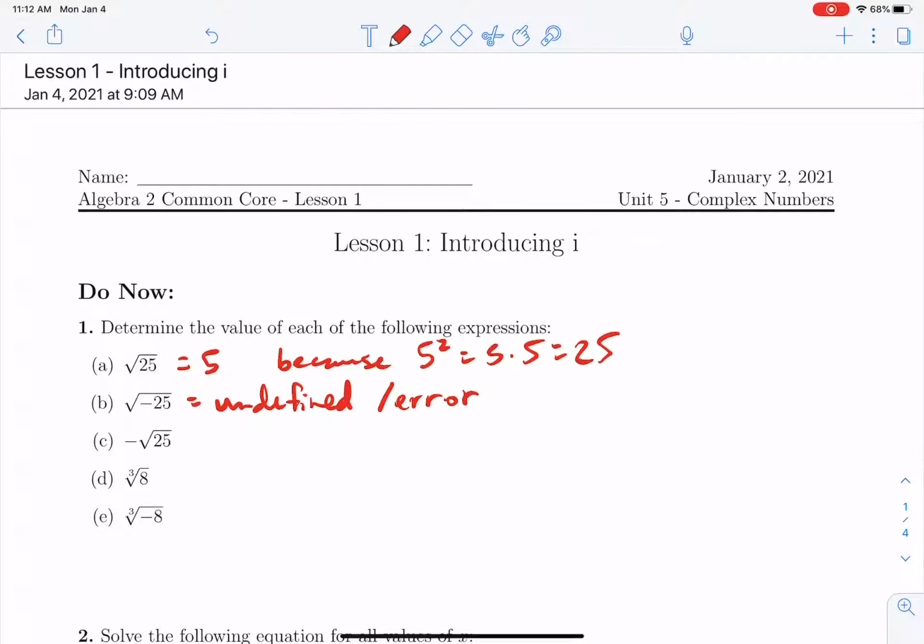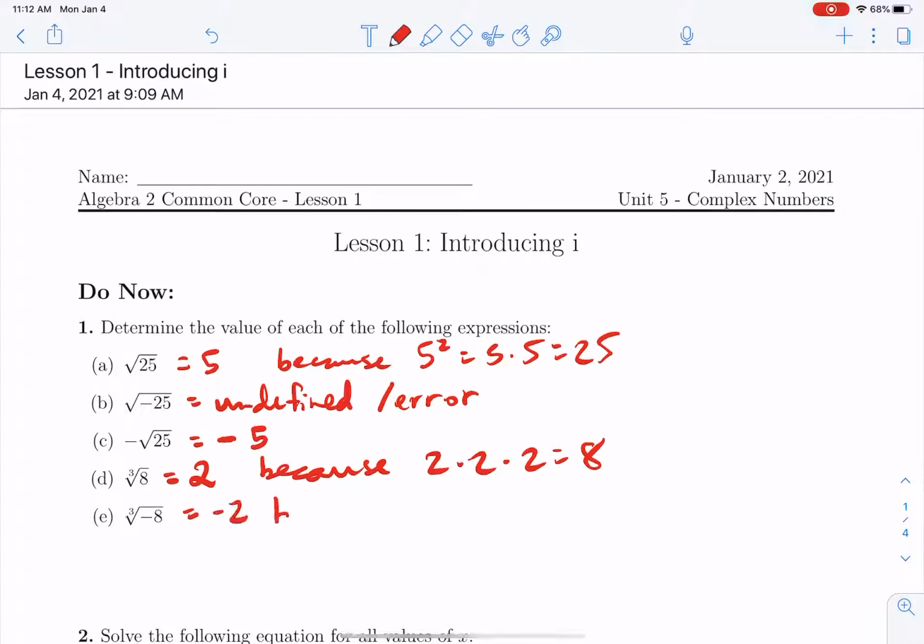Negative square root of 25. Well, because that negative is on the outside, it's just the negative of whatever the square root of 25 is, which is 5. Cube root of 8, that's just equal to 2, because 2 times 2 times 2 equals 8. And the cube root of negative 8 is negative 2, because negative 2 times negative 2 times negative 2 equals negative 8.